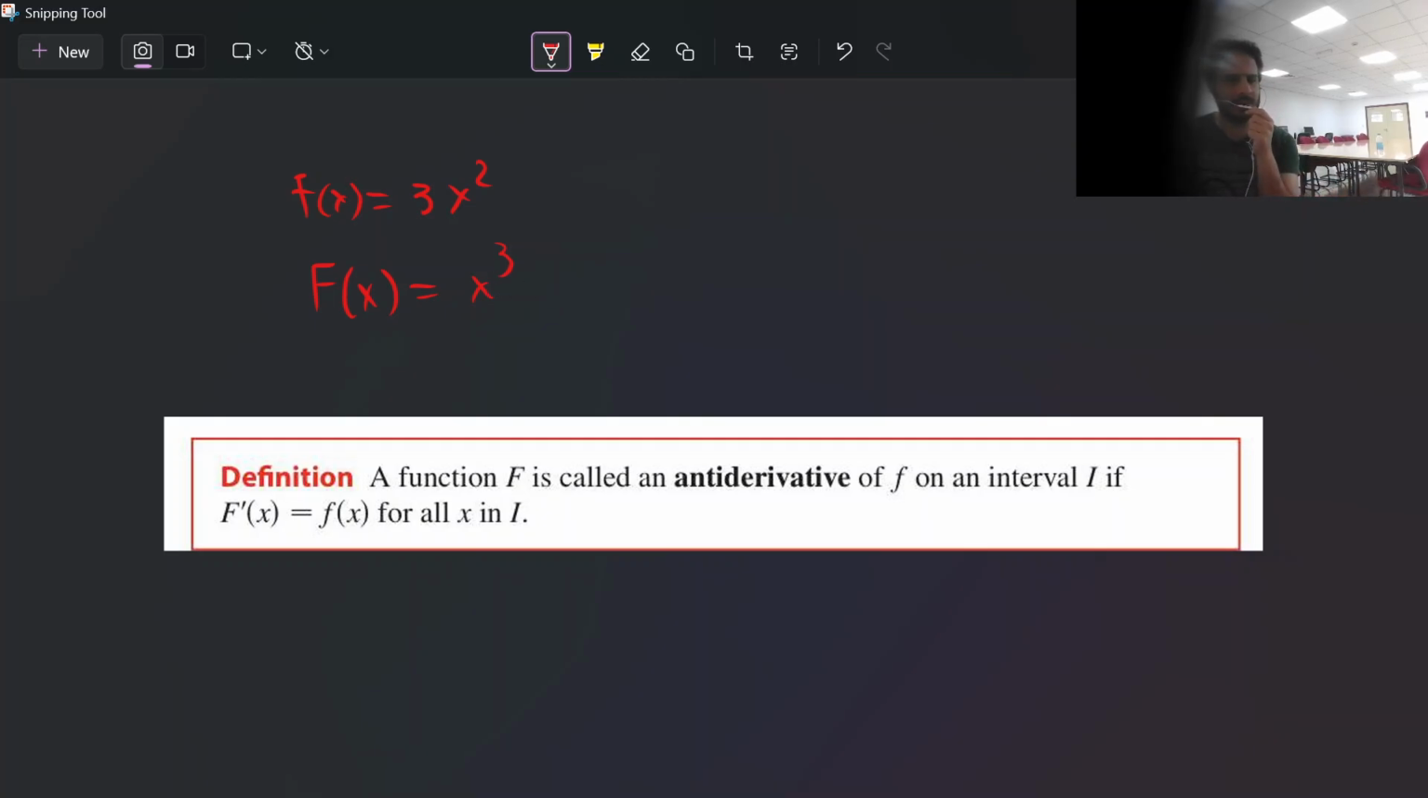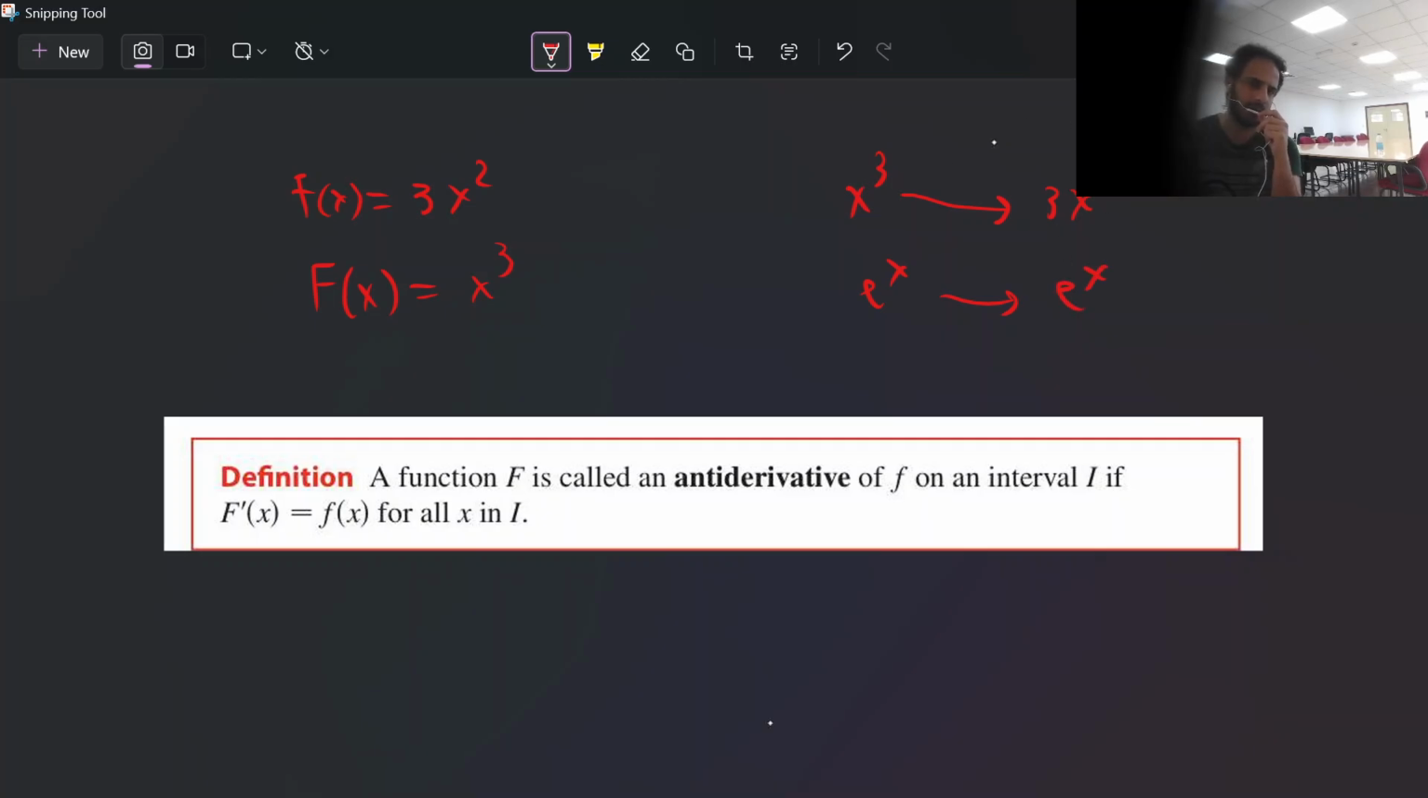Do you have another example other than x cubed? Professor, can you explain again, please? Yes. So a function capital F is called an antiderivative of small f on an interval I if capital F prime of x equals small f of x for all x in I. So remember, at the end of chapter 2 and in chapter 3, we were differentiating functions, right? For example, x cubed goes to 3x squared. For example, e to the x goes to e to the x.